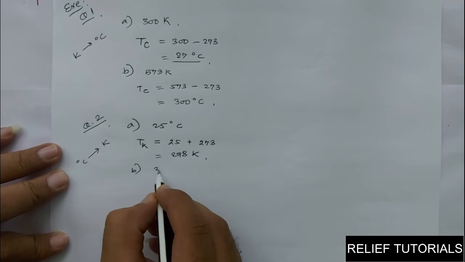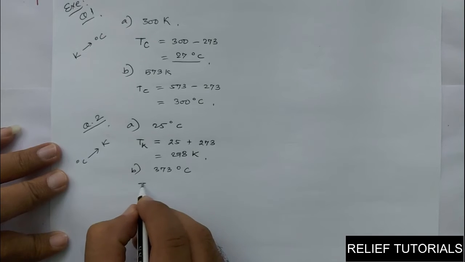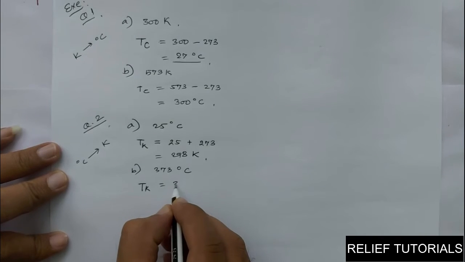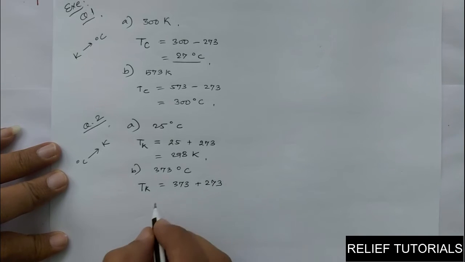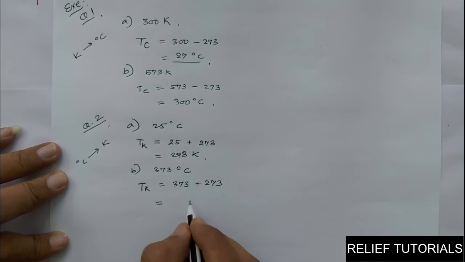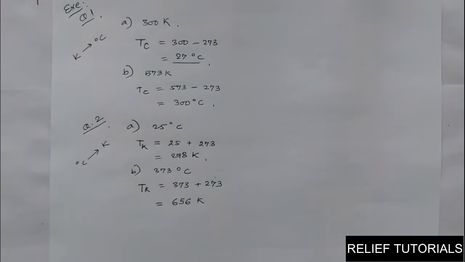B, 373 degrees Celsius. So add 273 in 373. 3 plus 3 is 6. 7 plus 7, 14, 1 carry was there. So 15, 1 carry, 3 plus 3 is 6, 656 Kelvin. Very easy.